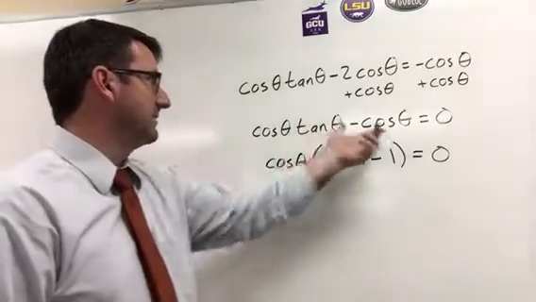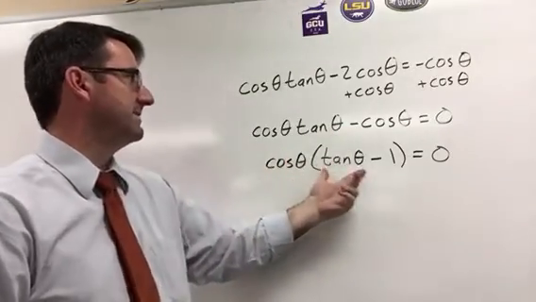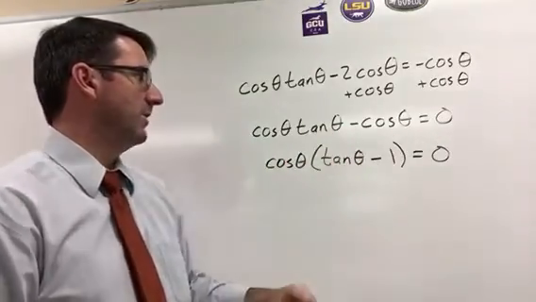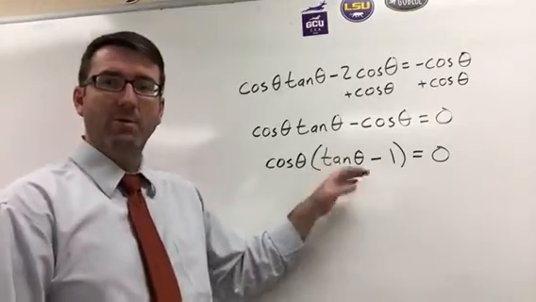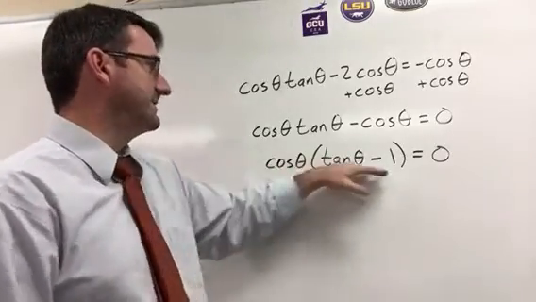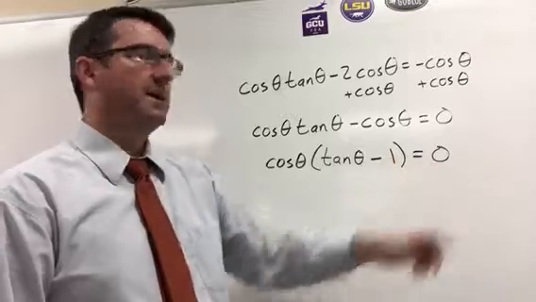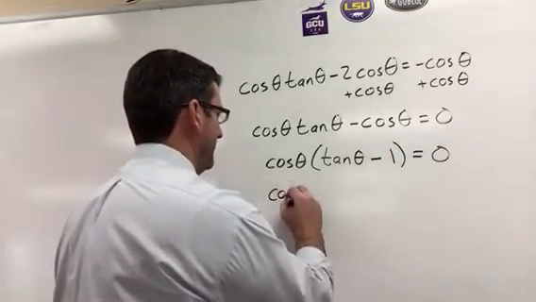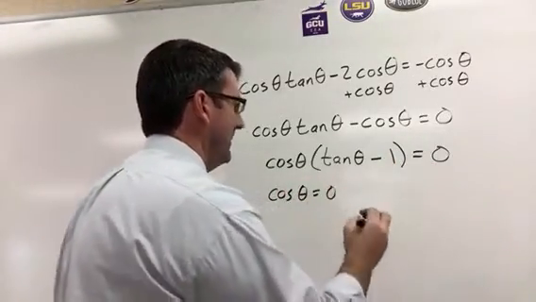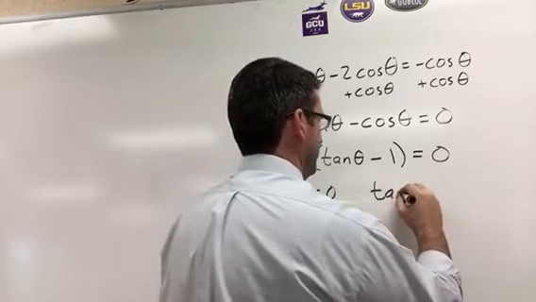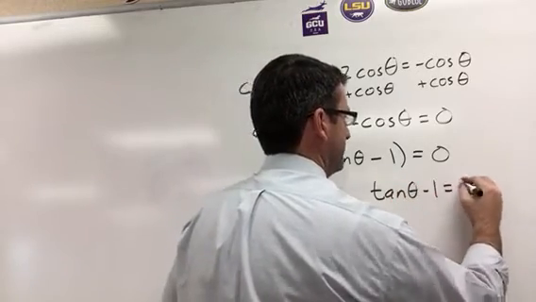So we've factored a cosine out of this. We get cosine times tangent minus 1 equals 0. And now we can set each of these equal to 0. So we get cosine of theta equals 0 and tangent of theta minus 1 equals 0.